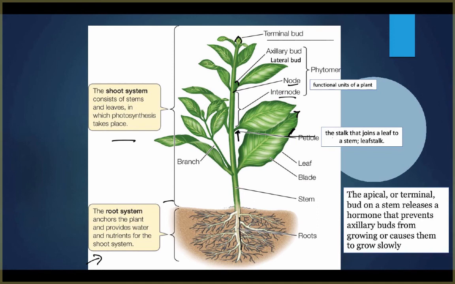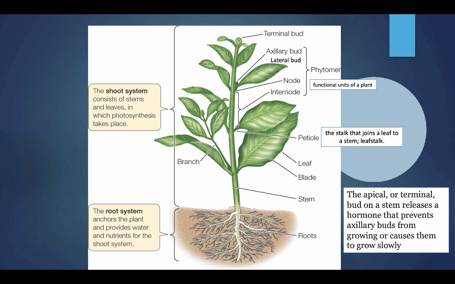And actually, the terminal bud will determine if the other buds function. The apical or terminal bud that's there releases a hormone that can actually prevent these lateral buds from growing or cause them to grow slower, to let you know. So I hope that helps a little bit.